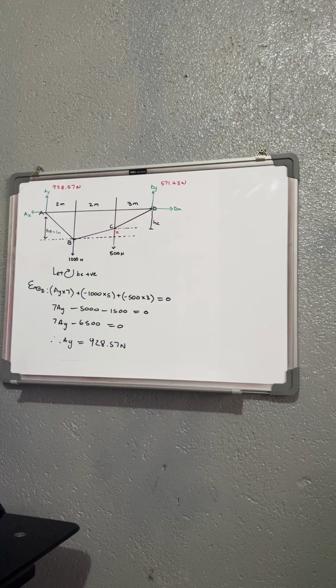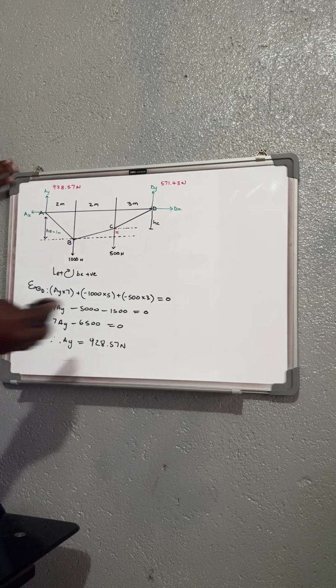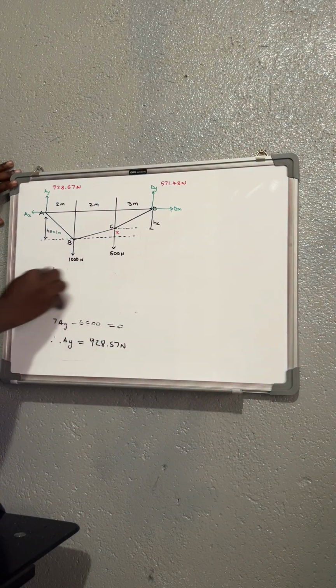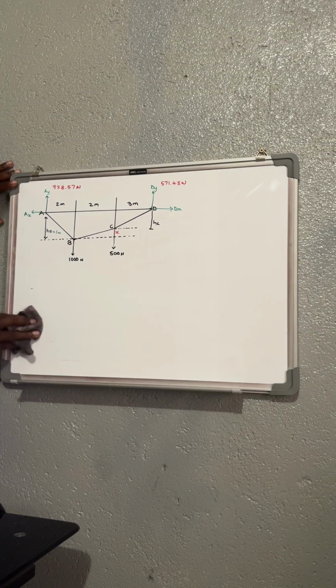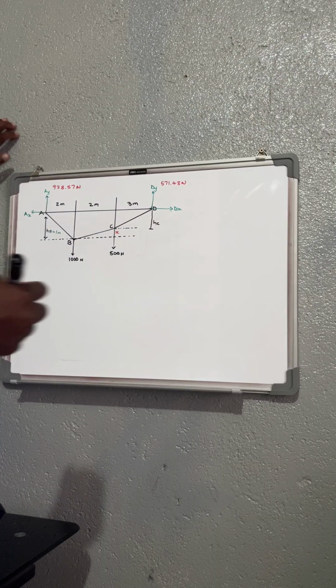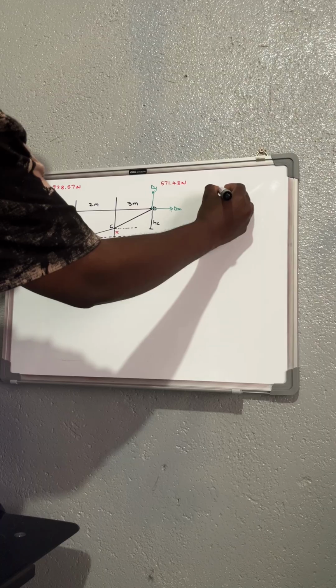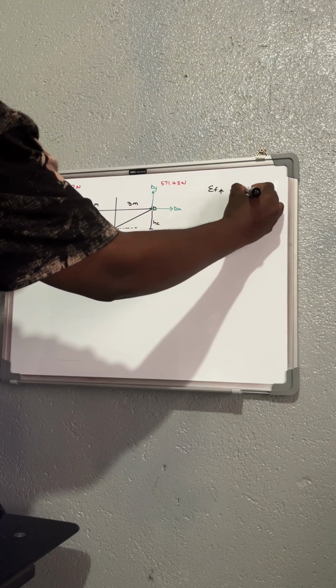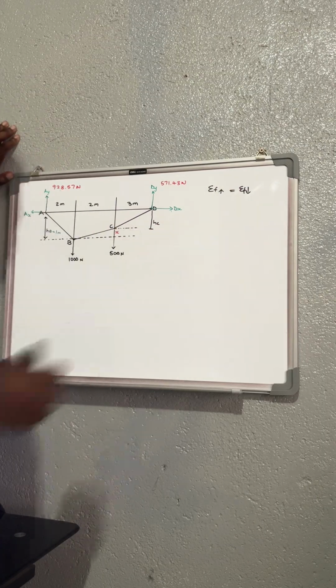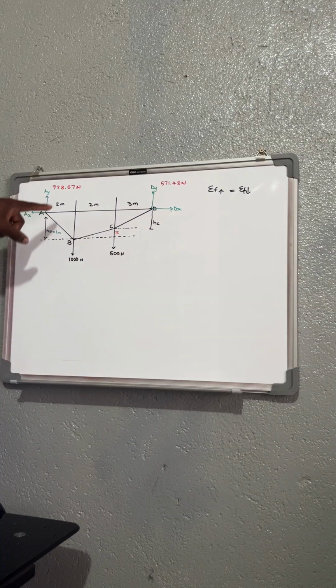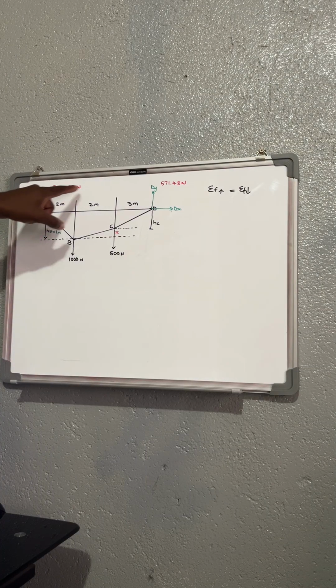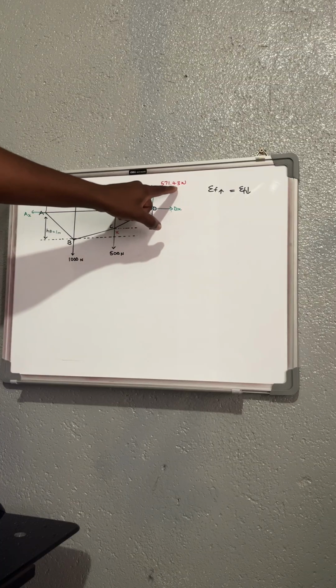Then remember, I'll just have to erase this one because I do not have enough space. So you found your AY and your DY successfully. One method that you can also use to verify that you've done these things correctly is that you will say the sum of the forces that are going up is equals to the sum of the forces that are going down. So the forces that are going up, you have 928.57 plus 571.43.